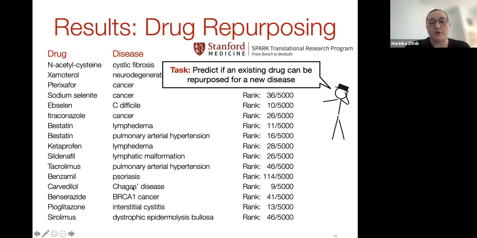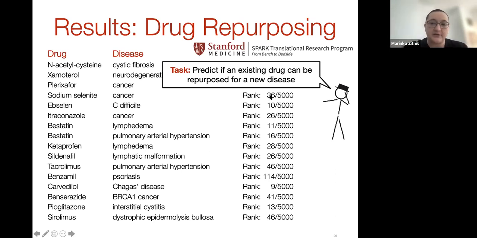And so we wanted to know, great, if Carvedilol was repurposed for Chagas disease, then we know that Carvedilol has positive therapeutic effects for treating Chagas disease. We wanted to know how highly Carvedilol is ranked in the list of predicted drugs for Chagas disease. And what we found, in the last column here, is that in this particular case, Carvedilol was ranked as drug number 9 out of 5,000 drugs that were in the system at that time, meaning that it was ranked very highly, close to the top of the prediction list.